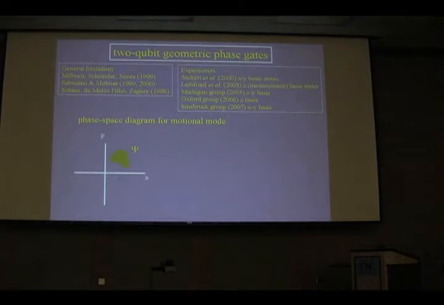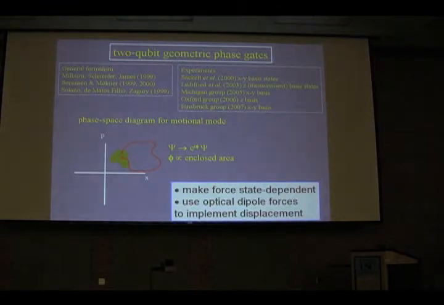The basic idea is that if we think about the phase space for this selected motional mode, that we select by tuning the frequency, or in the case of the Raman transition, the difference frequency of the laser beams, then we know that if we displace a wave function, Wigner function, whatever you want to talk about, in phase space, and we go around a closed loop, then this wave function will pick up a phase shift proportional to the enclosed area. And so to make a non-trivial gate, we want to make this force depend on the state of, in the simplest case, the two ions that we're trying to make a gate with. And the way we do that is with, you can think about, optical dipole forces.